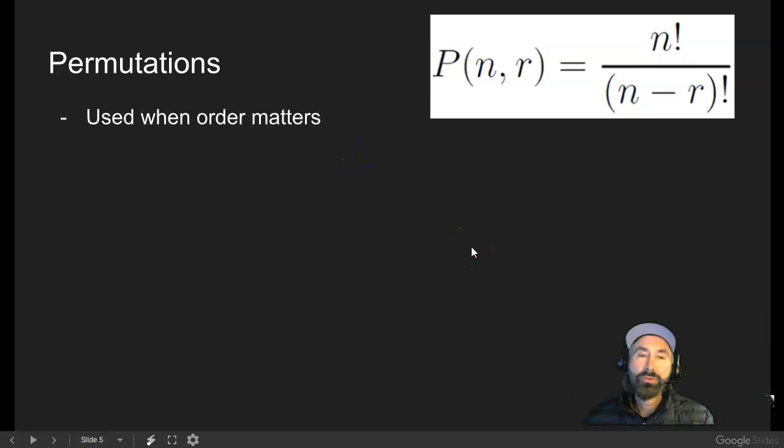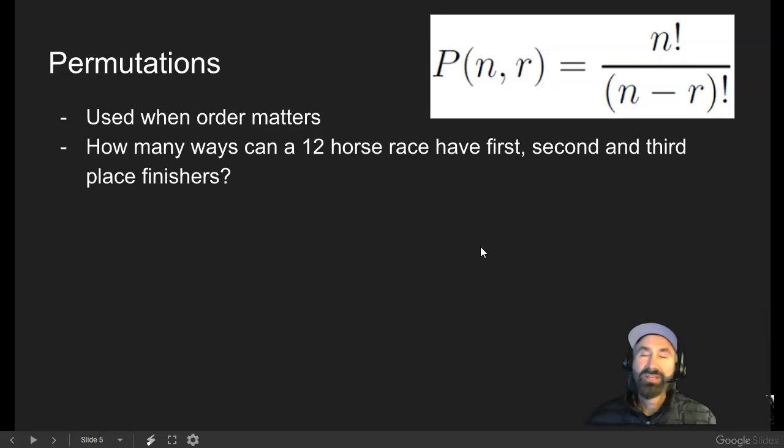Okay, when do we use permutations? We use permutations when order matters. So let me give you an example of a situation where order matters. Let's say that we want to know how many ways can a 12-horse race have a first, second, and third place as finishers.